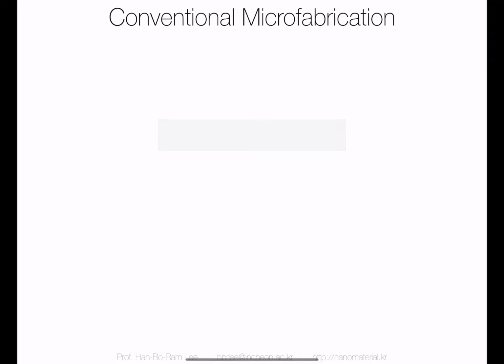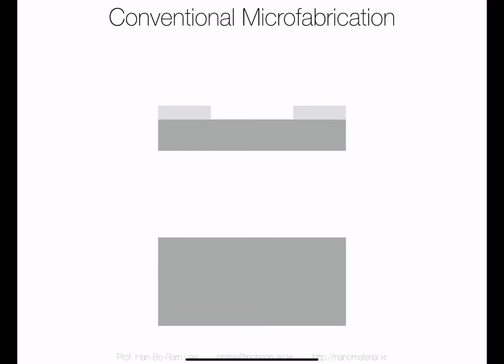The conventional microfabrication looks like this: we have a substrate, deposit a film, make a PR pattern, then etch out and remove the PR pattern. This is the conventional microfabrication as I already explained in the previous chapter. So substrate again, PR pattern, etch out to make a trench or hole structure. This is the typical process in our current microfabrication.